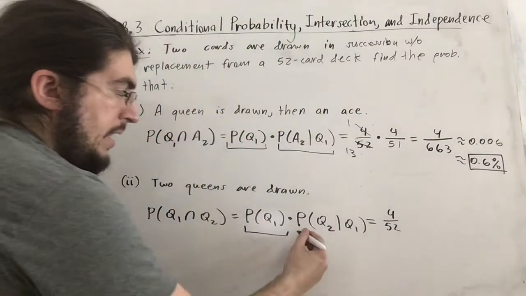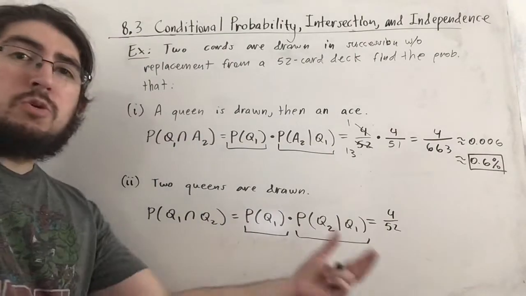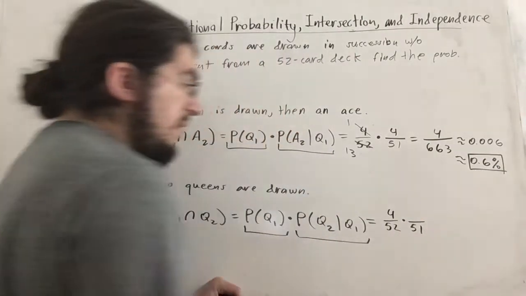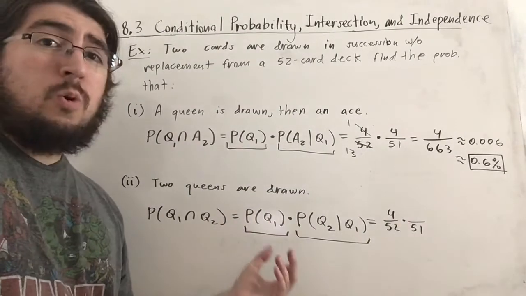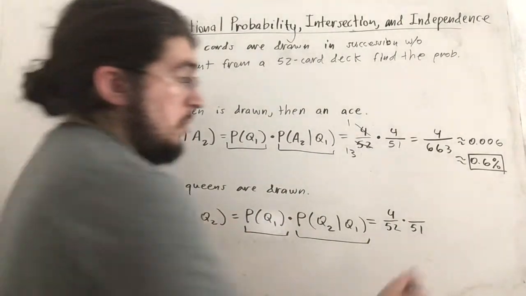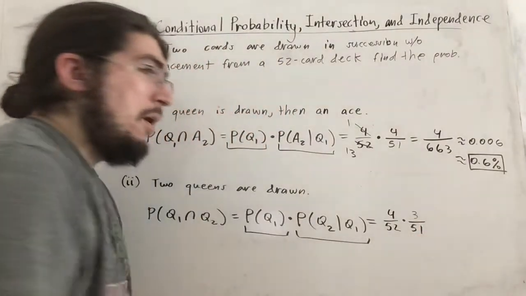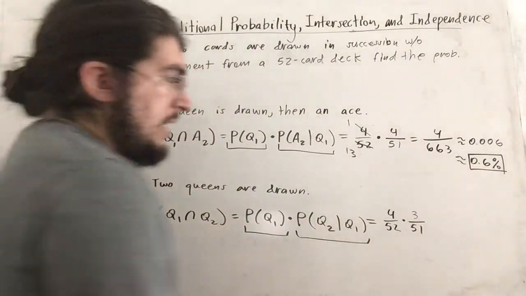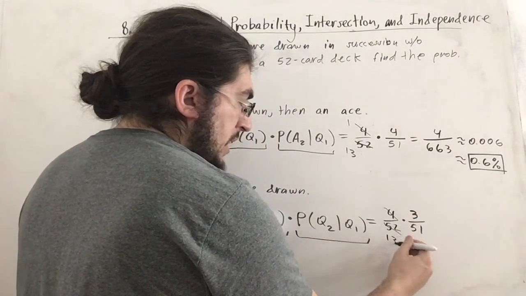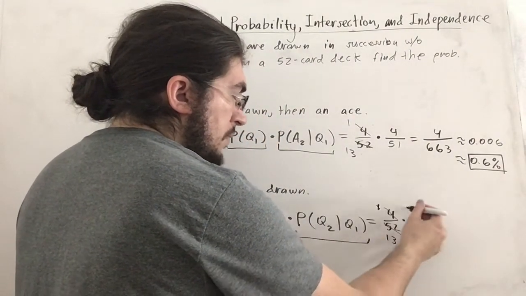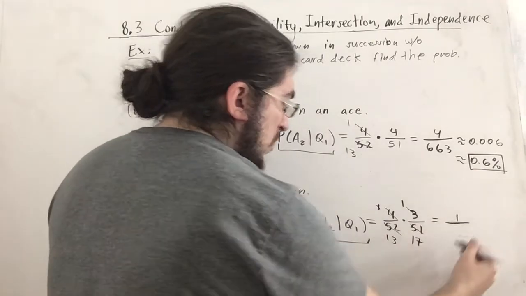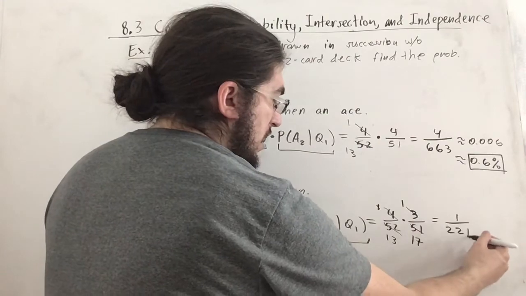Good. And now, again, since we already drew 1 card, our amount in our deck decreases by 1 from 52 to 51. Also, since we already drew a queen, there aren't 4 queens in the deck anymore. Now there's 1 less, so there's 3 total. And now, in fact, this actually reduces a lot. So as it turns out, 4 goes into 52 13 times like we saw. 3 goes into 51, believe it or not, 17 times. And if you multiply this, you get 1 over 221.